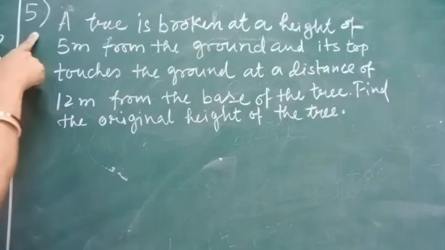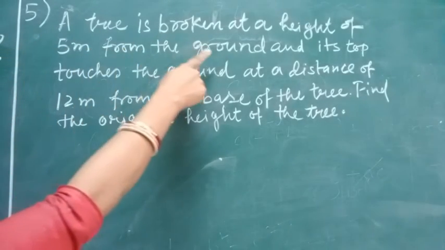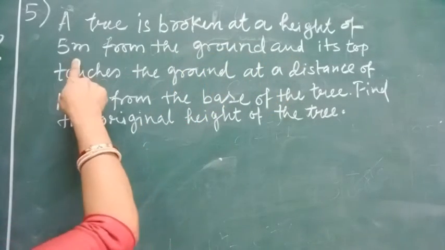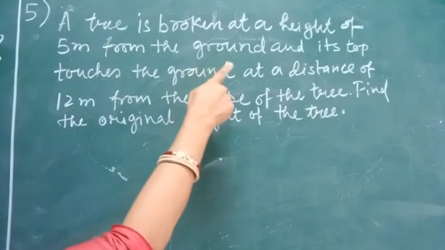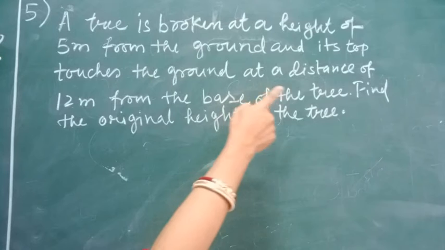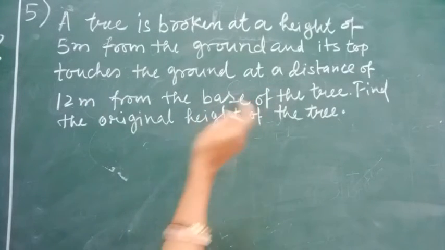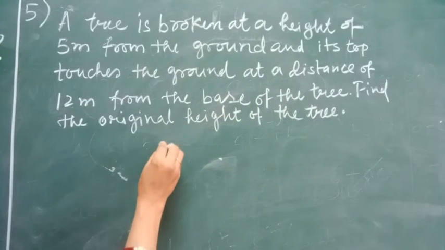Now question number 5. A tree is broken at a height of 5 meter from the ground and its top touches the ground at a distance of 12 meter from the base of the tree. First of all, we will draw the diagram.